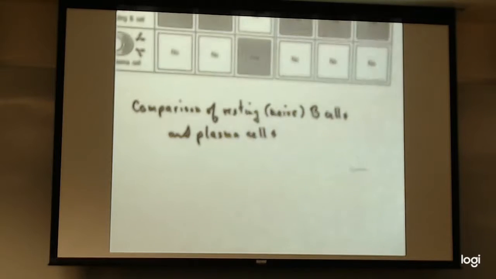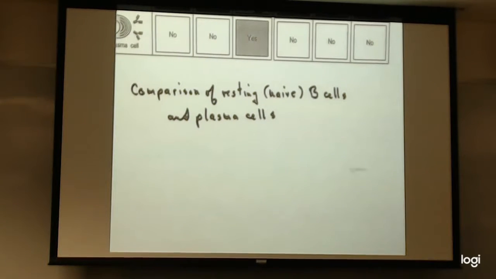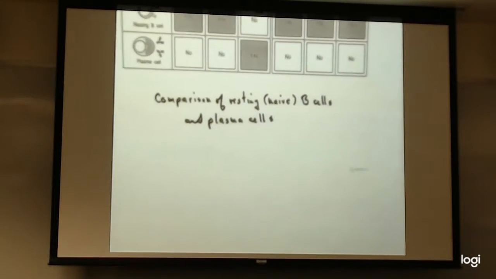Okay, now then, let's talk a little bit more. We've talked about what antibodies do, and here's a little summary of some of the things that they do here.